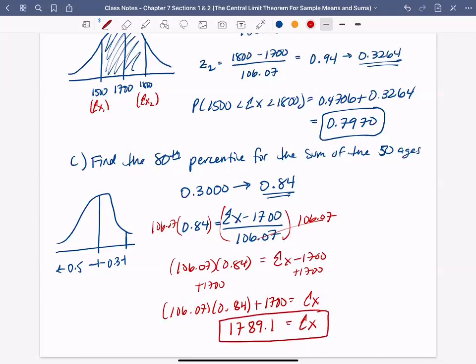And I would suggest that you check too. If you think about where this value is, it's out here. Well, our mean was 1700. We need something a little bit further, which gives us something a little further, right? It's larger than the 1700. And there's your final answer. And that concludes our section 2.